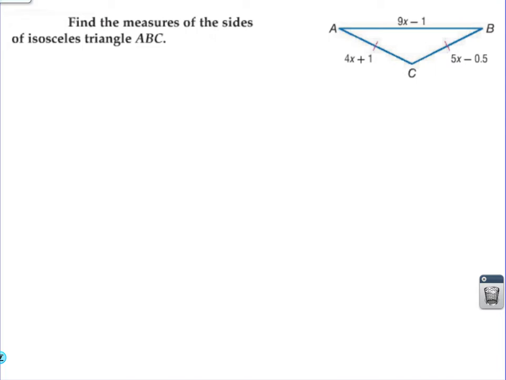And again, you're going to be pretty good at algebra by the time we get to the end of geometry. Find the measures of the sides of the isosceles triangle. So they give us isosceles. They give us the tick marks. Be careful about how you set this thing up.